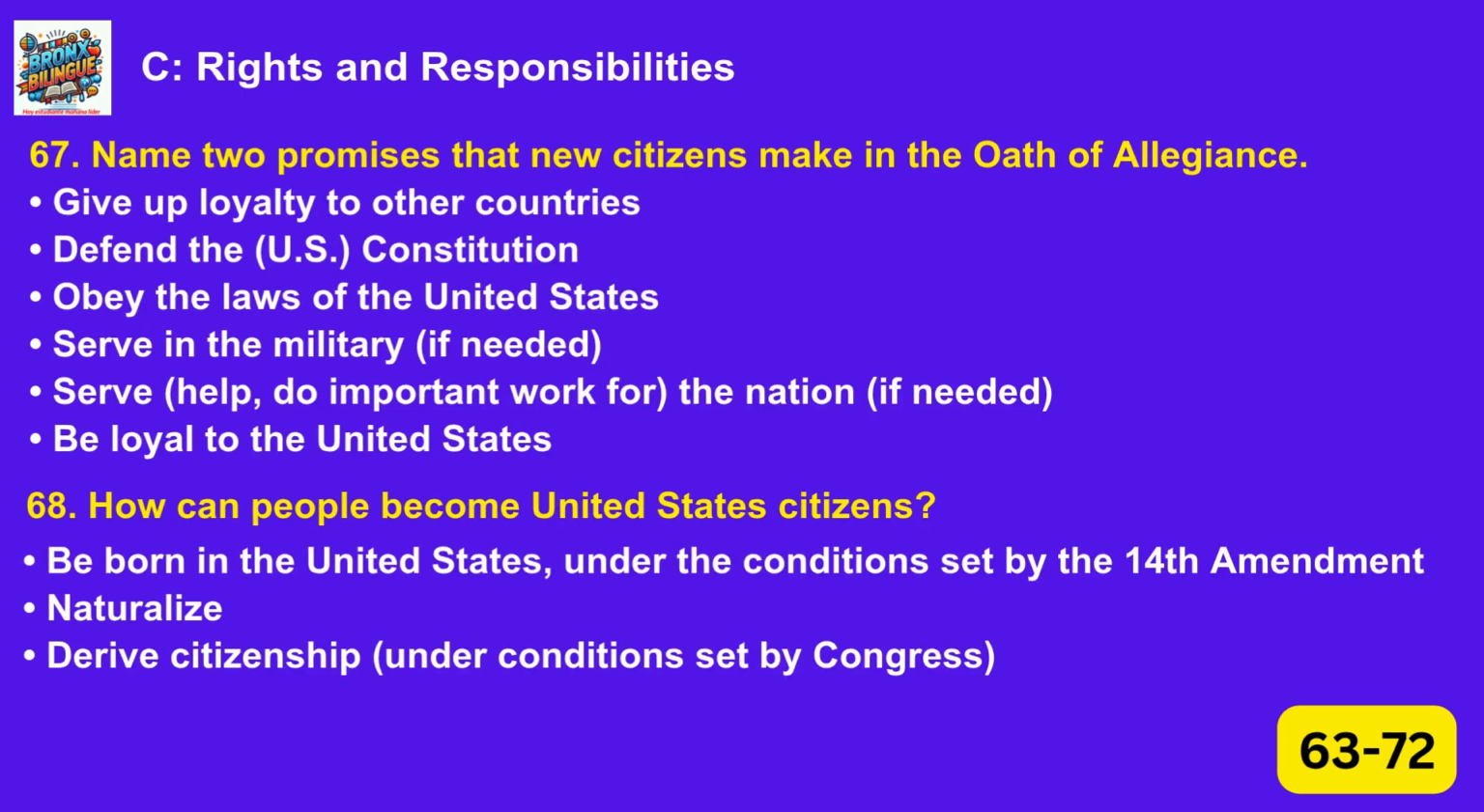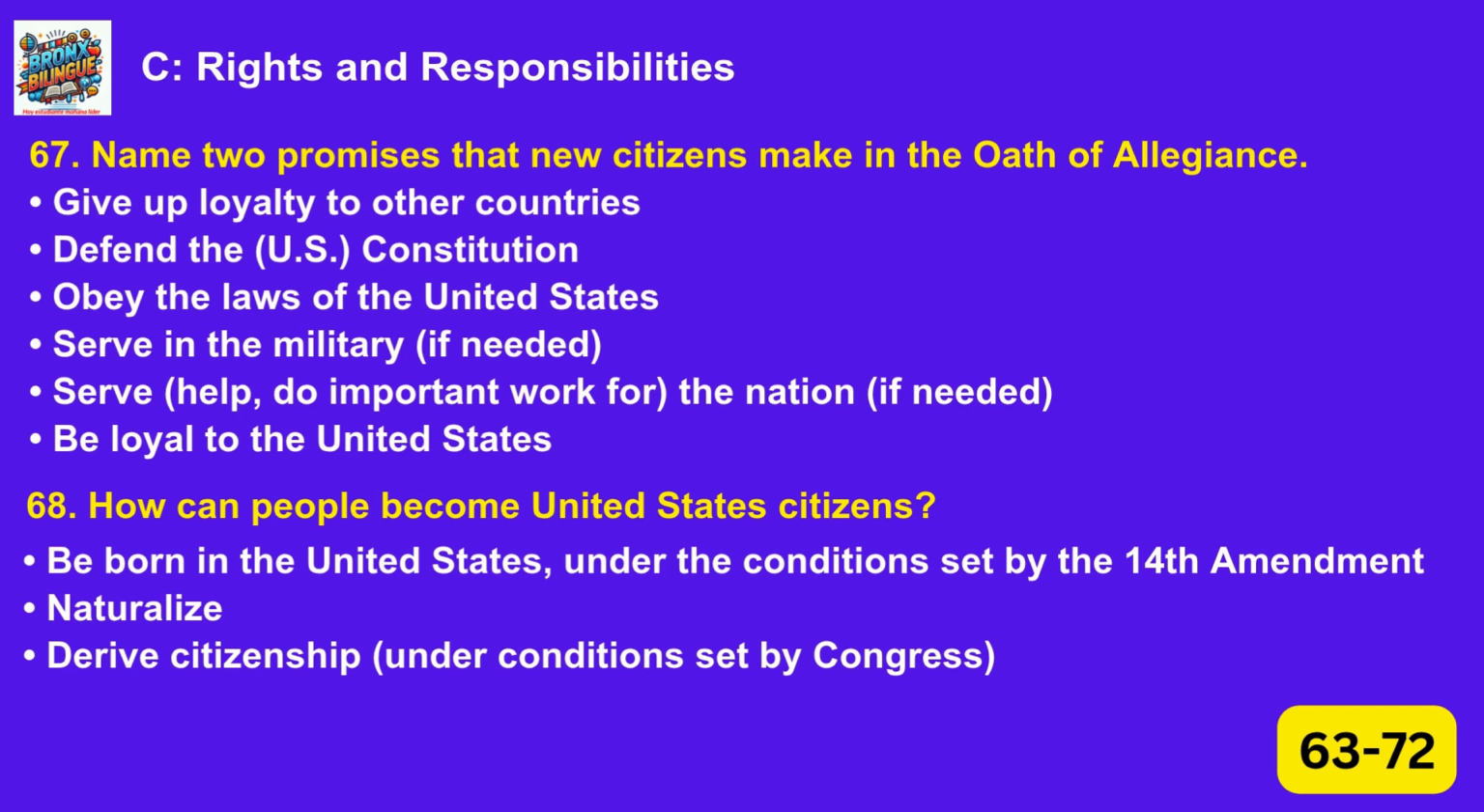67. Name 2 promises that new citizens make in the Oath of Allegiance. Give up loyalty to other countries. Defend the Constitution. Obey the laws of the United States. Serve in the military. Serve the nation. Be loyal to the United States.